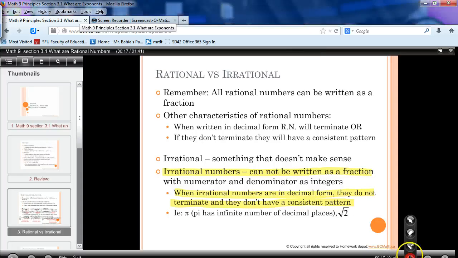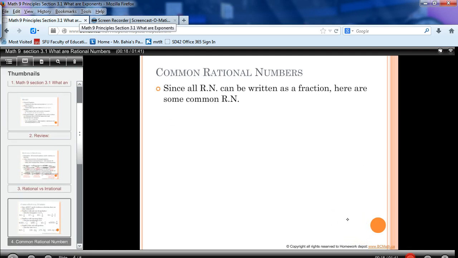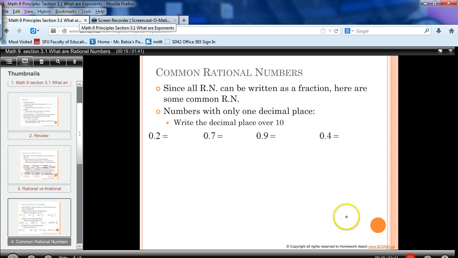Okay. So, irrational and rational. Here are some common rational numbers, like I said. They have to be written as a fraction. Numbers with only one decimal place are rational, again because they end, and they can be written as a fraction from the last video. Here you have to move it one spot, that's 10. It's 2 over 10. One spot, 7 over 10. One spot, 9 over 10. 4 over 10, you get the idea, which is 2/5, yes.